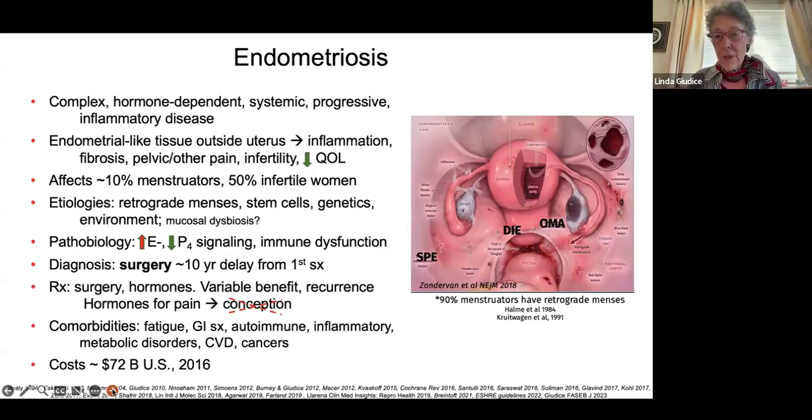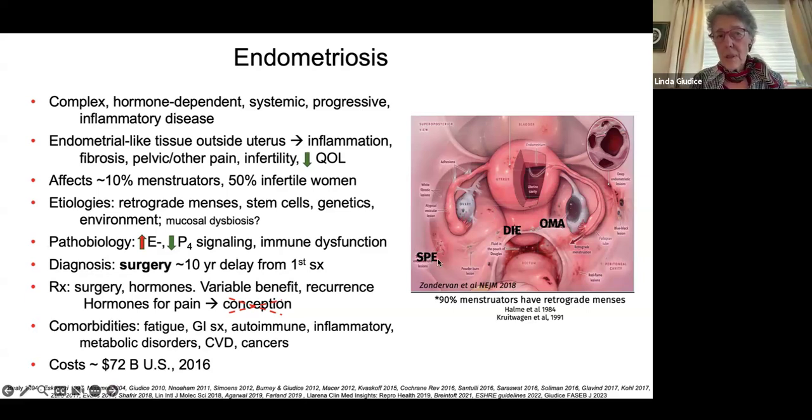So what is endometriosis? It's a complex hormone-driven disease that has a lot of inflammation, especially in the pelvis. So over here you see the uterus, and you see the fallopian tubes, the ovaries, the uterine lining, and also the different kinds of endometriosis. Endometriomas of the ovary, deep infiltrating disease, and also superficial disease.